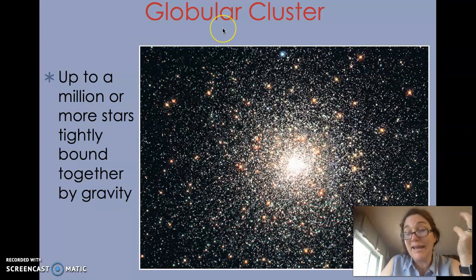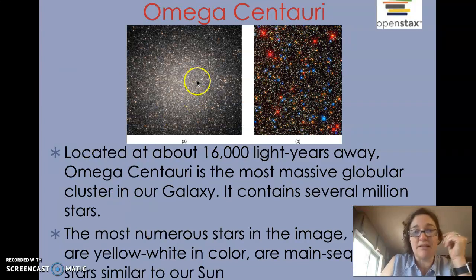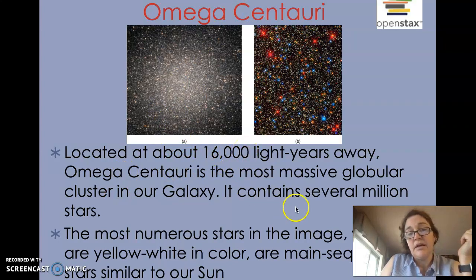The other kind of cluster, and we'll talk about these more when we get to galaxies, is globular clusters. And here we're talking about a million or more, even several million stars, tightly bound together, very close. And they are bound together by gravity. Omega Centauri is a globular cluster, 16,000 light years away from us, containing several million stars.